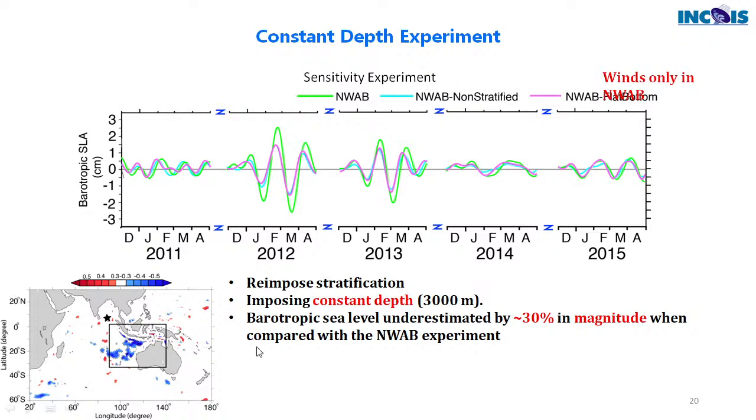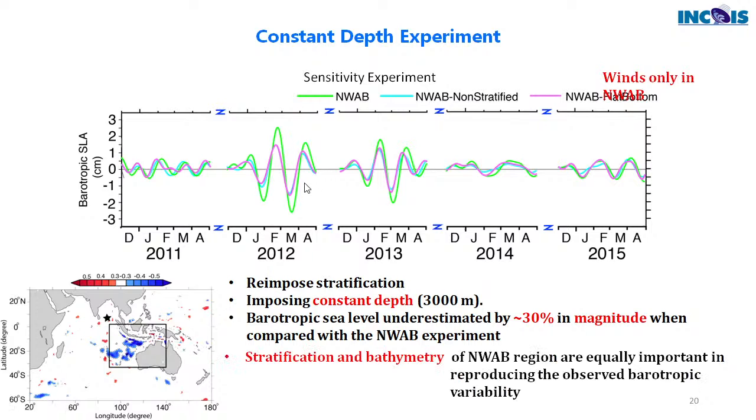We put 3000 meters as the bathymetry throughout the Indian Ocean, as 3000 meters is the average depth of the Indian Ocean. We ran the model by forcing winds only in the Northwest Australian Basin, this box region. And here also we had an underestimation of barotropic variability of about 30% when compared to the Northwest Australian Basin experiment. The pink curve, compared with the green curve, is underestimating. So as a conclusion, stratification and bathymetry of the Northwest Australian Basin region are quite equally important in reproducing the observed barotropic variability.